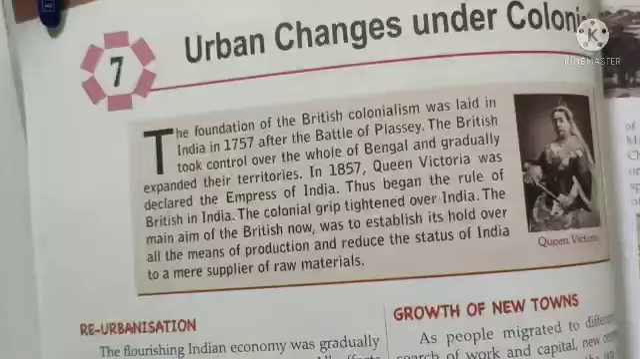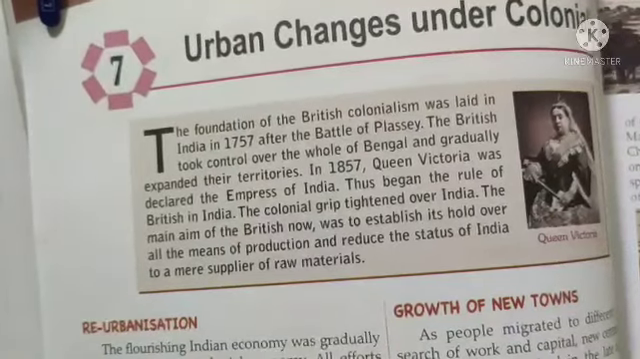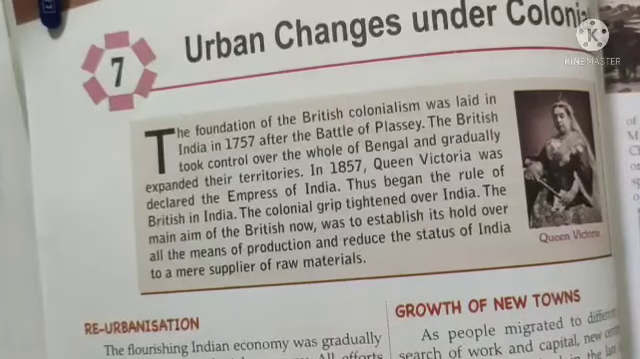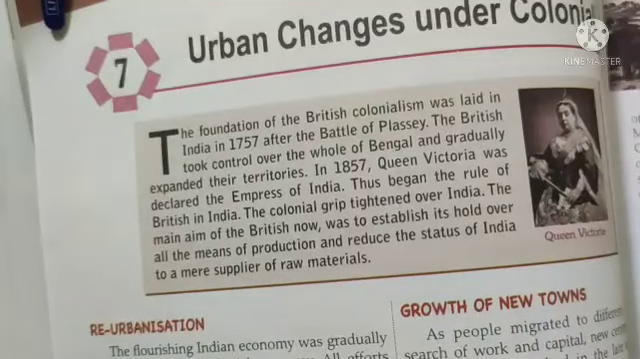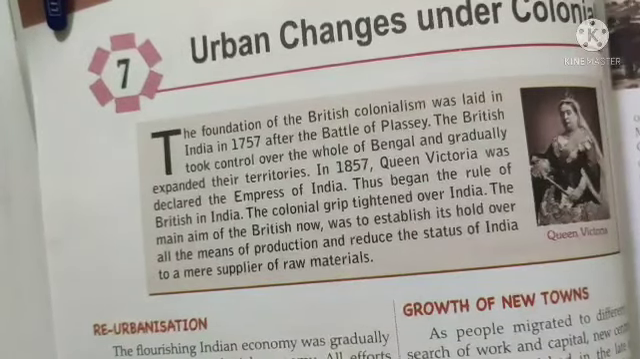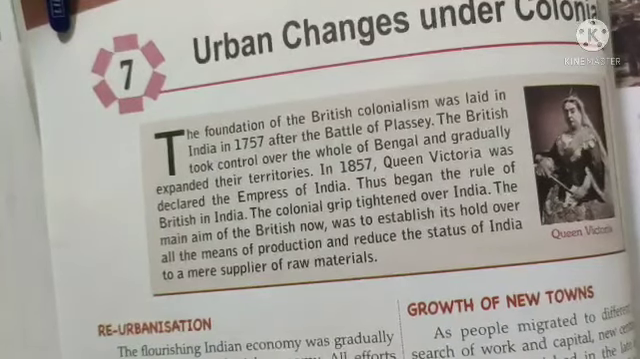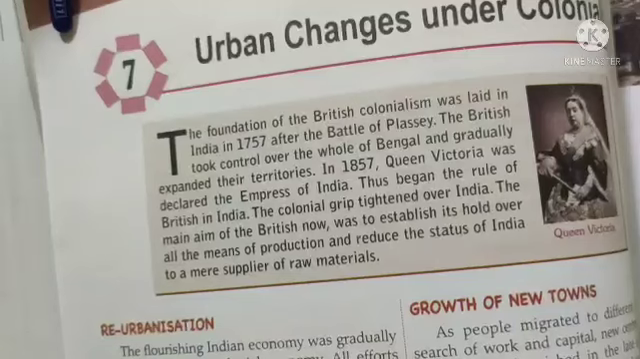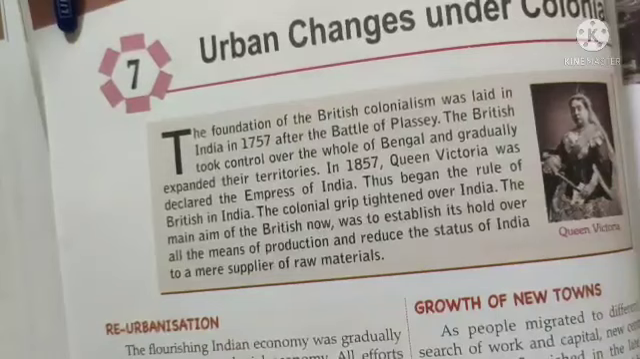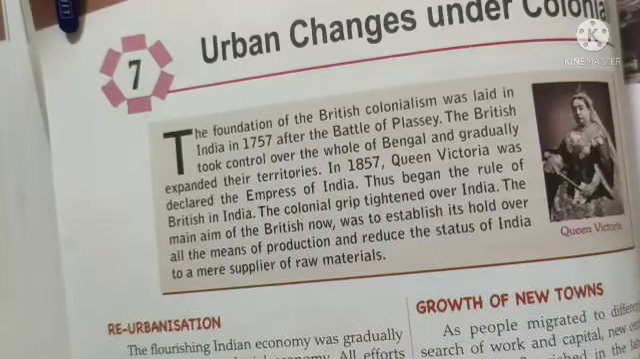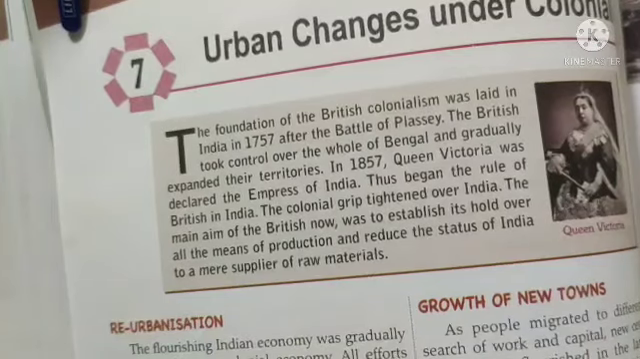in India. The colonial grip was tightened over India, and the main aim of the British was to use India as a mere supplier of raw materials. That means they saw India as the center for cheap labor and supplier of raw materials which could be used in their own country for their industrial development. So this we all know about the British.